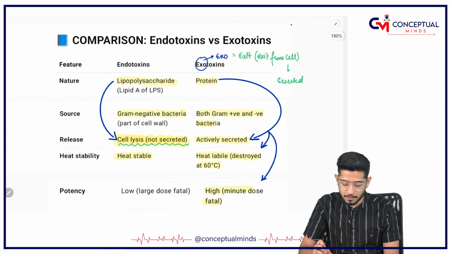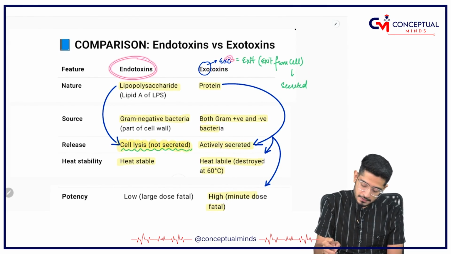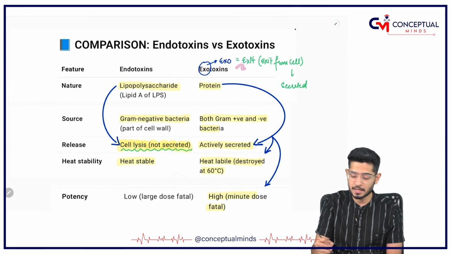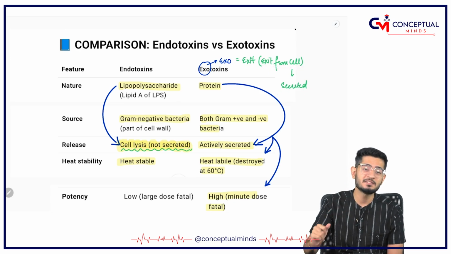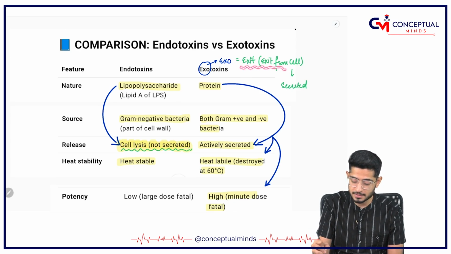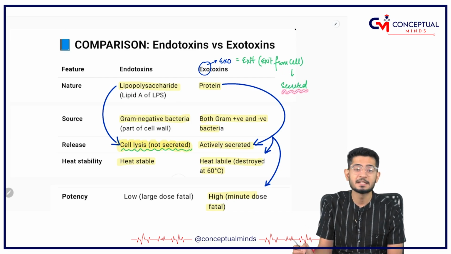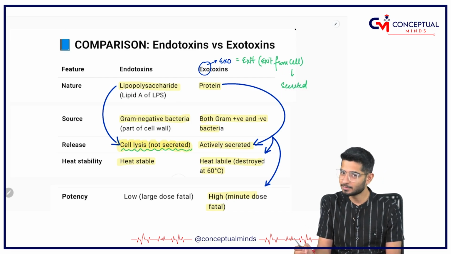Coming on to the third part of this discussion, what is the difference between endotoxin and exotoxin? Exo means exit. They are going to exit from a cell. That means they are going to get secreted. This is exotoxin. You got it?